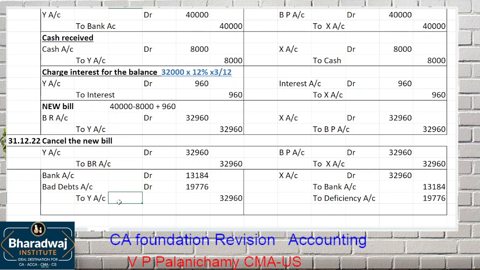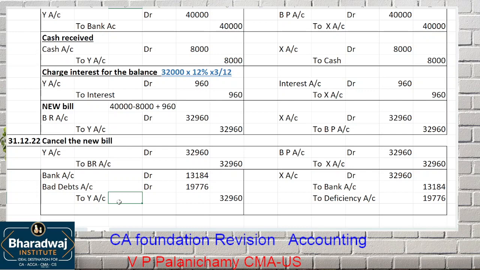Then I will draw the bill of exchange on you. Then I will discount the bill and send you the balance. On the due date, you have to pay the money. So like that, 2 or 3 bills can be there. We'll see. The journal entries are the same.